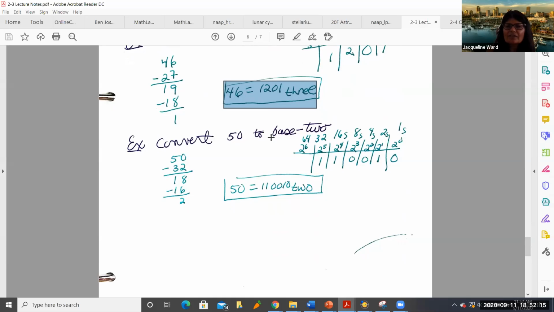Convert 50 to base two. So you want to start out again, writing your table. And I stopped here at 64 because I cannot even make one of those, right? The biggest size piece I could put units together to make is a piece that has 32 of those units. So I can make one of those and then I have 18 left. So I can make one of these, and then I have two left. So two goes into that place. That's how many twos. And you have zero of the other size pieces.